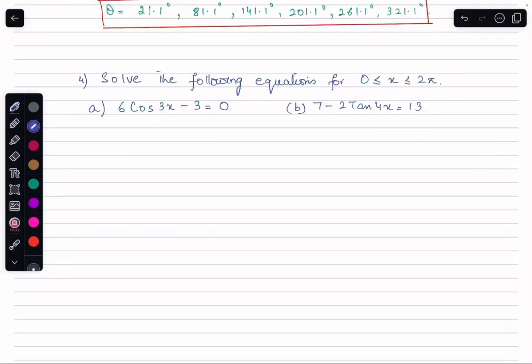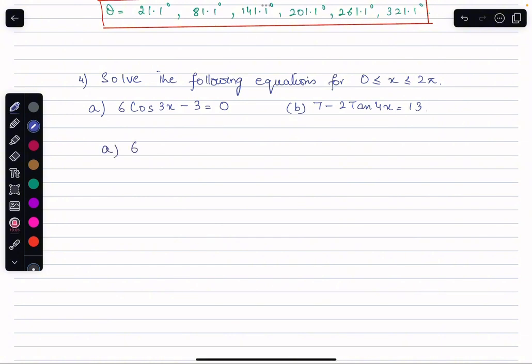So solve the following equations for 0 less than or equal to x less than or equal to 2 pi. So these angles, obviously I can see that from 0 to 2 pi, my calculator should be in the radian mode, meaning I should be solving all my questions with respect to the radian mode. So let's start solving the first question.